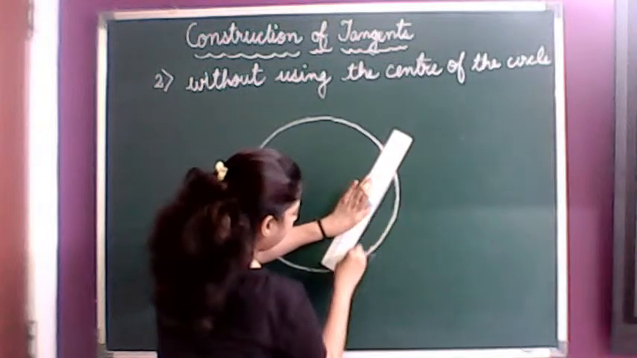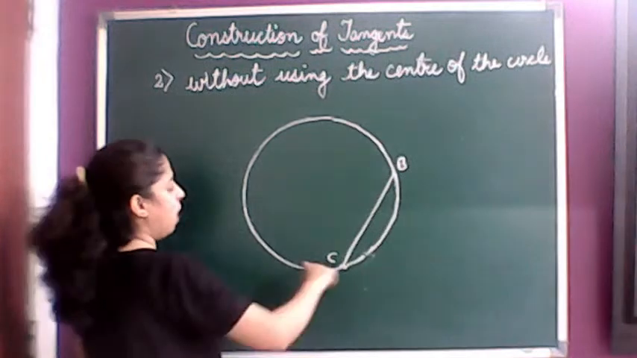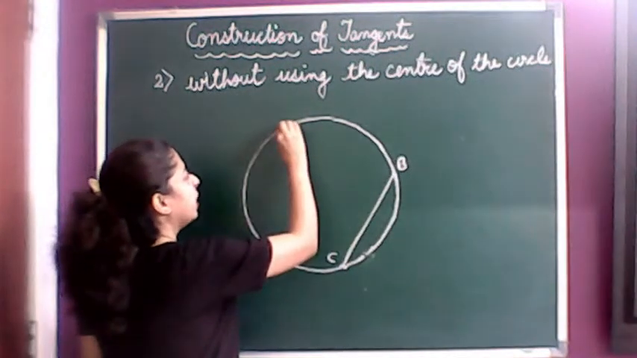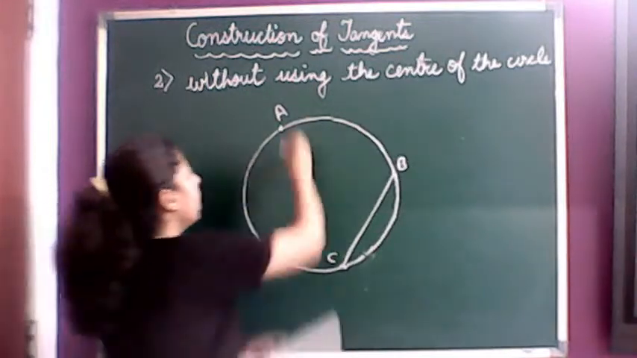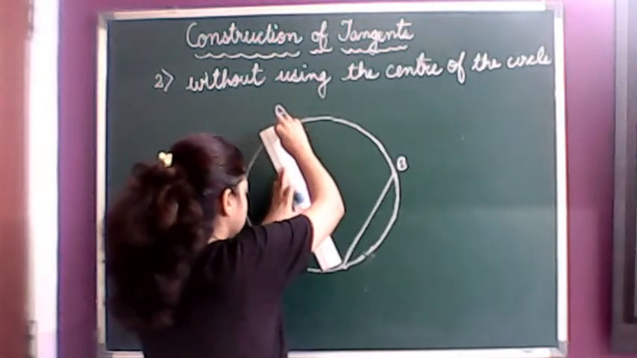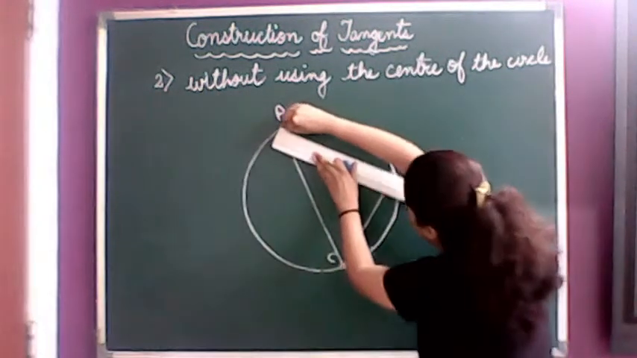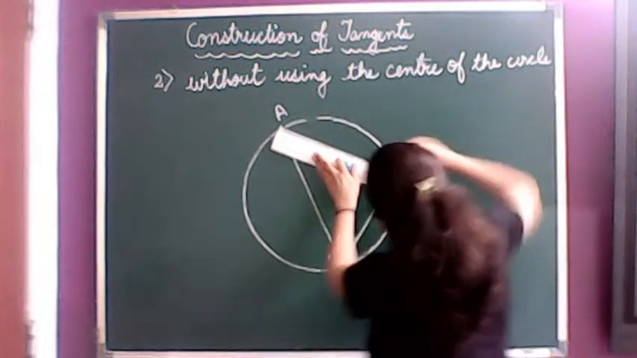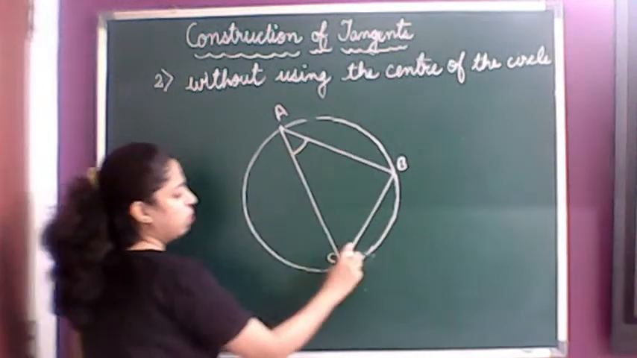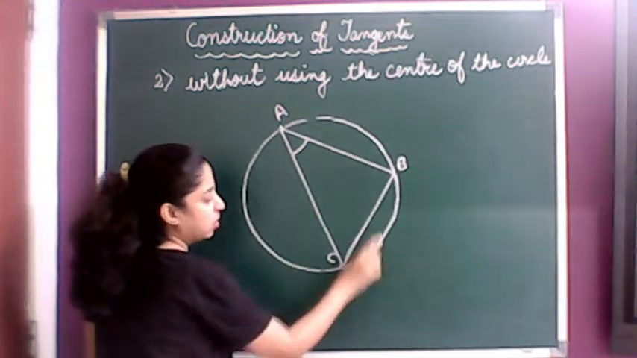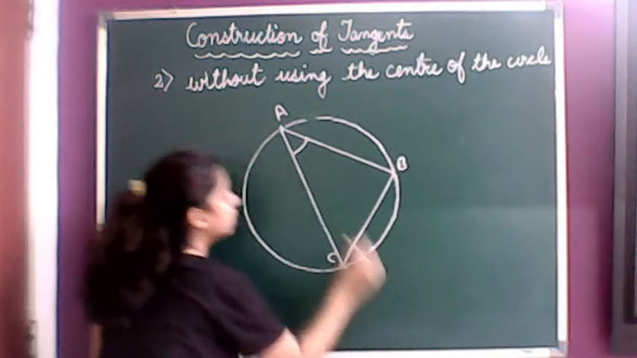First let me draw any chord. This is say B. Now on the circle I will take any point A, anywhere you can take. Then join these points and make an angle. Have you guys got it? So this angle CAB should be equal to the angle that I draw here. The angle between this secant and the tangent should be equal to this angle.